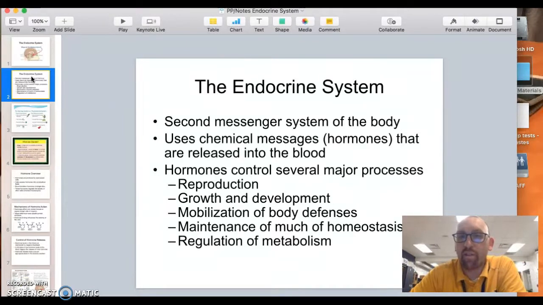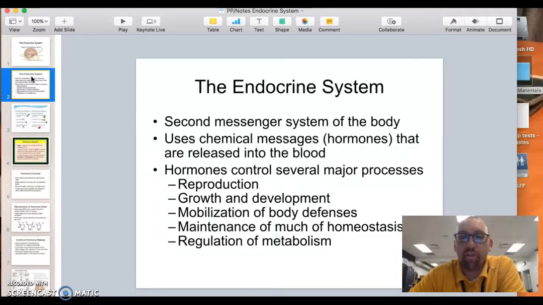It's a secondary messenger system. It controls many processes such as reproduction, growth and development. So when you hit puberty and your body starts to release different hormones, those hormones go and trigger parts of your body to grow, develop, mature. It also plays a part in your body defenses and getting those to mobilize.